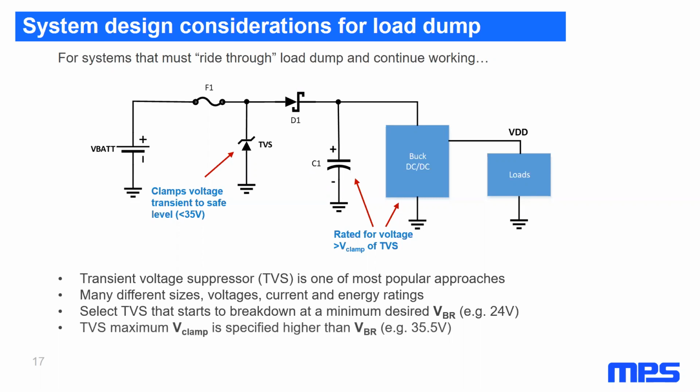The maximum clamp voltage is specified higher than breakdown voltage and pertains to the clamping ability at higher shunted currents. Specified values close to 35 volts are common. Finally, voltage ratings of protected ICs and components should exceed the TVS max clamp rating voltage by some safe voltage margin.